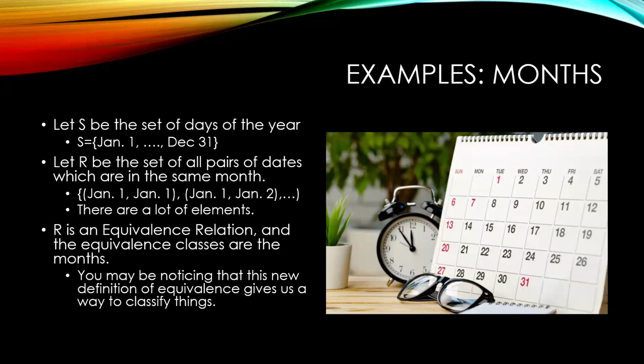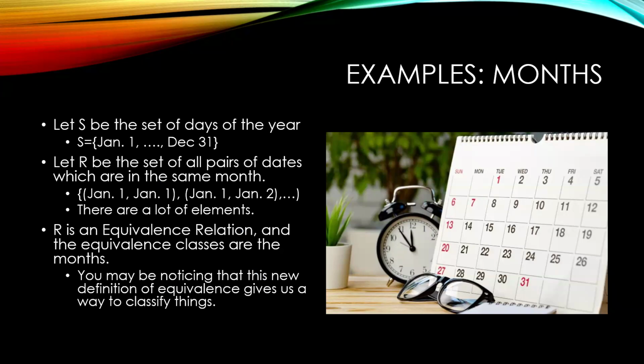R is an equivalence relation that satisfies the three requirements, and the equivalence classes would just be the months. If you are talking about January, well, commonly we know January to mean that you are dealing with a day which is in January. If you're talking about December, we are talking about a day which is in December. And we can define that in terms of an equivalence class.